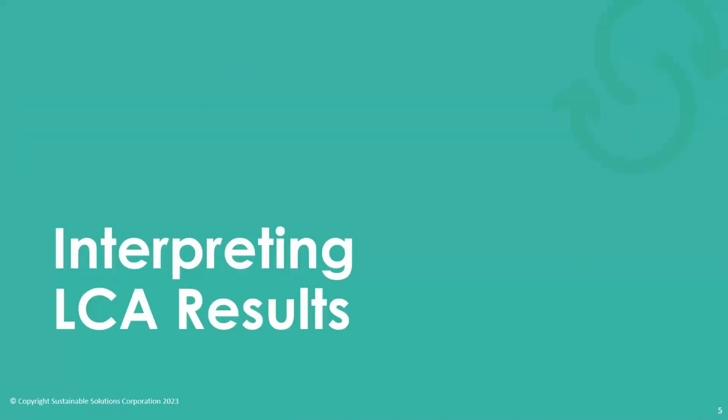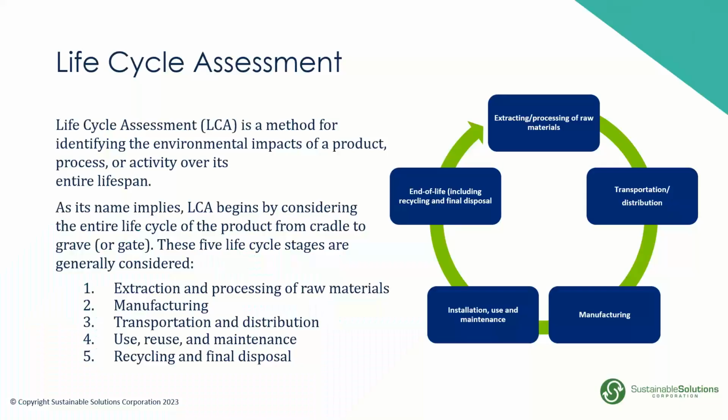So let's start off by interpreting LCA results. If you remember last week, we talked about what is life cycle assessment. It's definitely a method for identifying the environmental impacts of a product, process, or activity over its entire lifespan. If you remember, we talked about the different life cycle stages, and we always start with the extraction and processing of raw materials. So I use an example of paper. That would be the trees in the forest. We start out with those to make paper. We then transport those trees to a mill where they're made into paper.